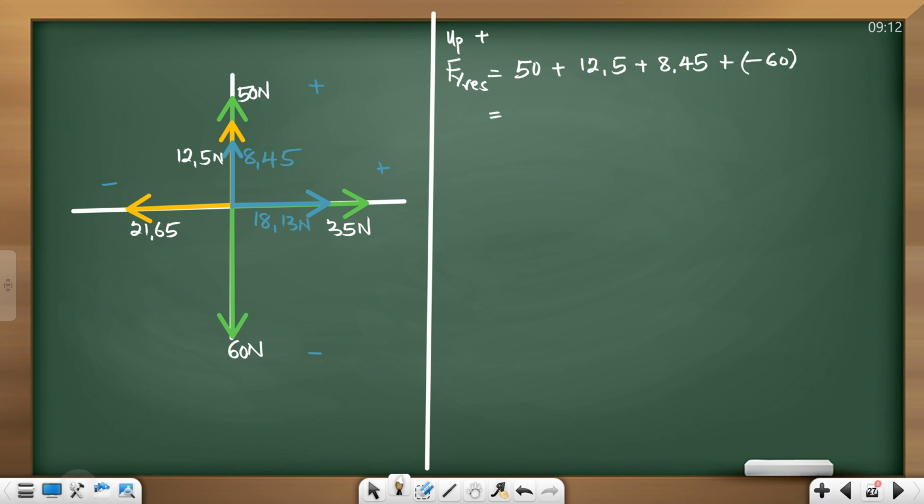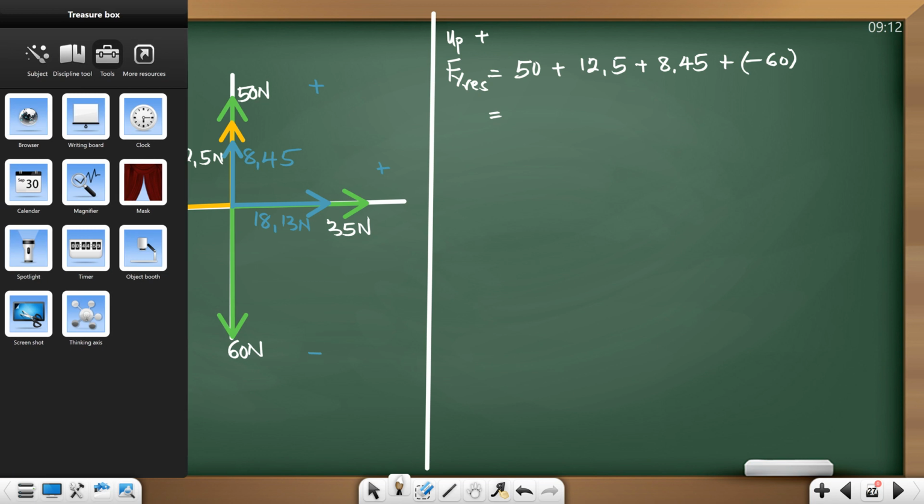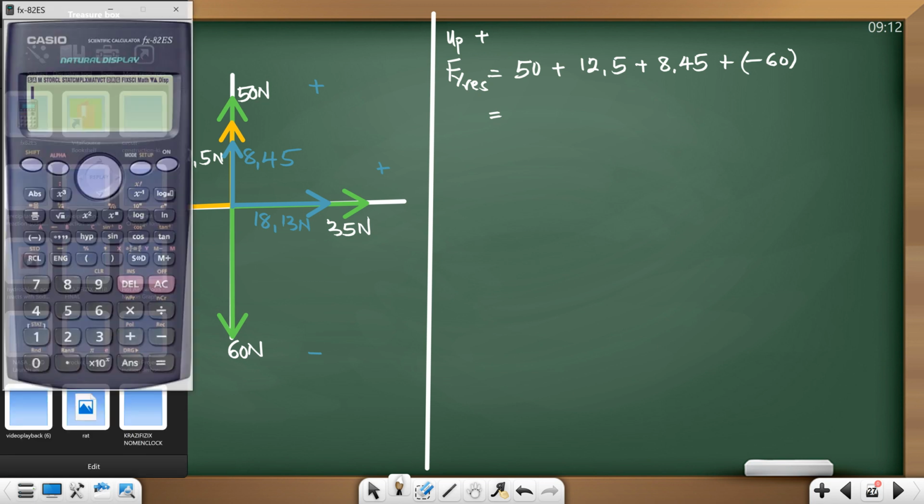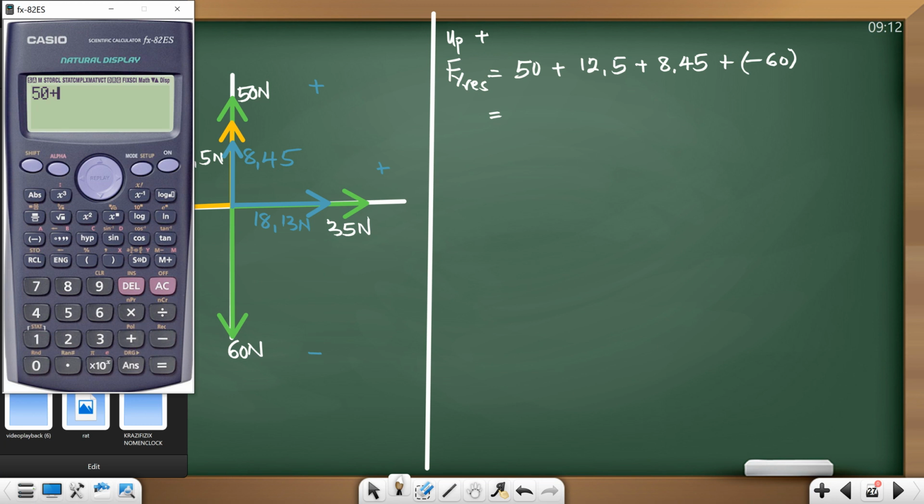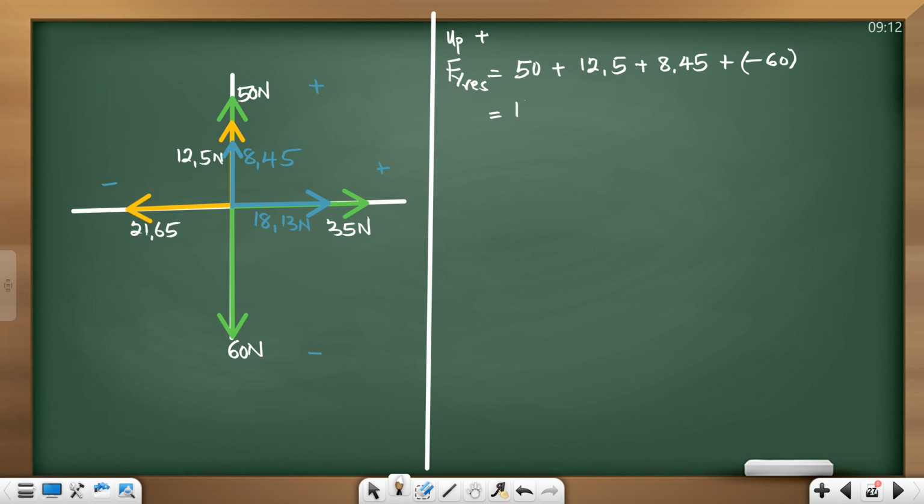So we'll put that in a calculator quickly. We don't want to waste time now. What do we have? 50 plus 12,5 plus 8,45 minus 60. What's our answer? 10,95. That's resultant vertical. My answer is positive, right? So I know it is up.